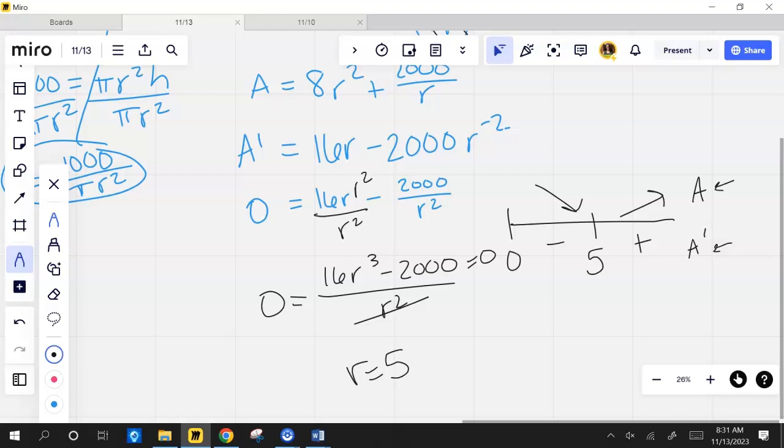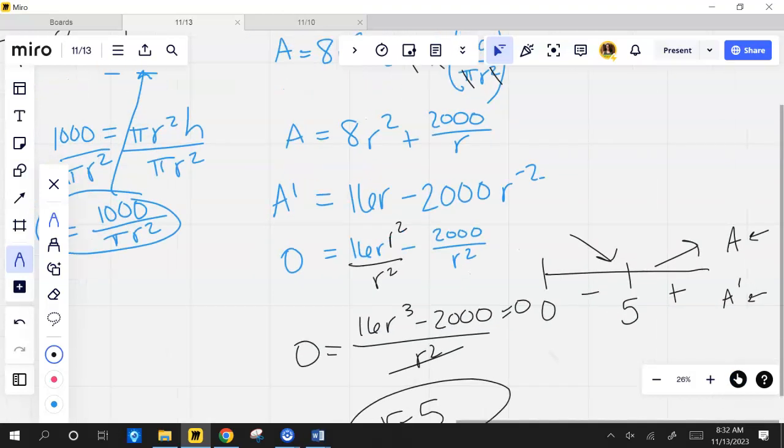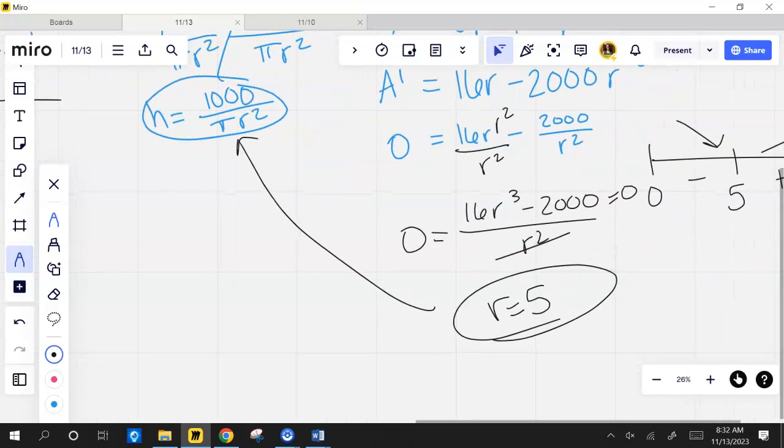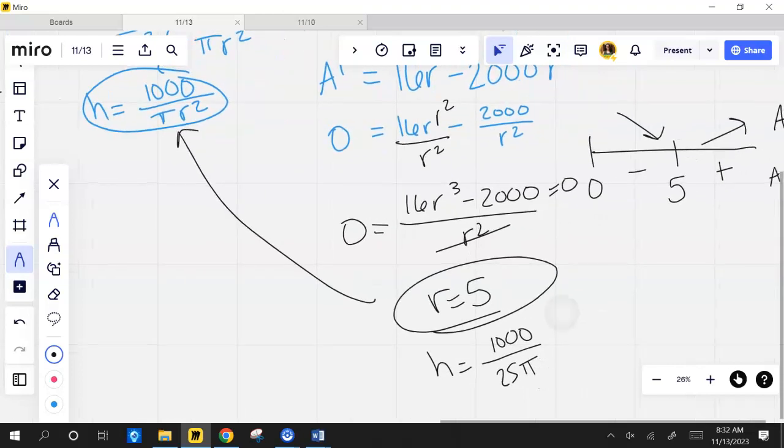Oh, you already, okay. And now, all right, so what is 5? 5 is my what? R, right? Because that's what I found. So R equals 5. There's my minimum. Now I need to find which H corresponds to that, right? So I can go back up. I would use this equation where I already solved for H. So 1,000 over 25 pi, which would be, what, 8 over 5? Oh, 8 over 5.